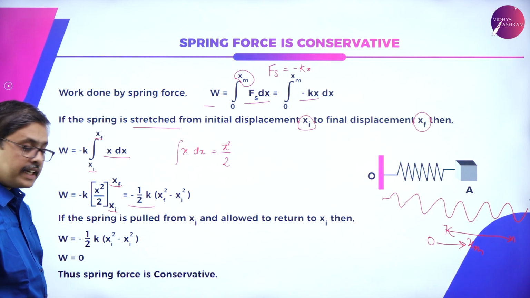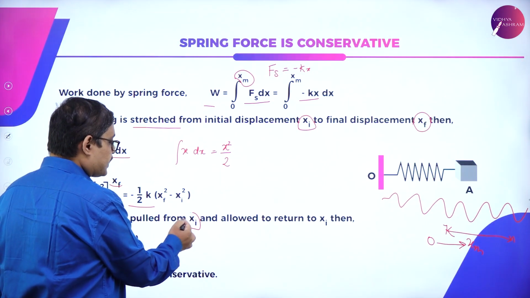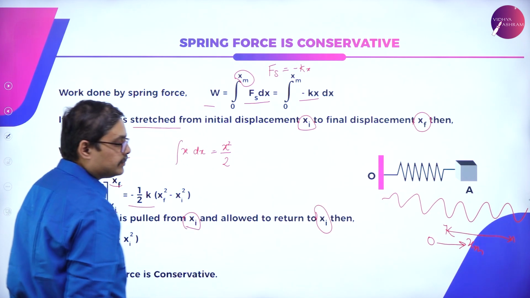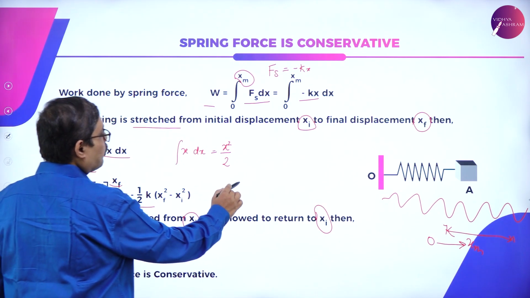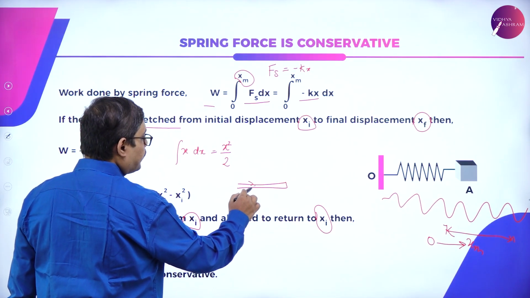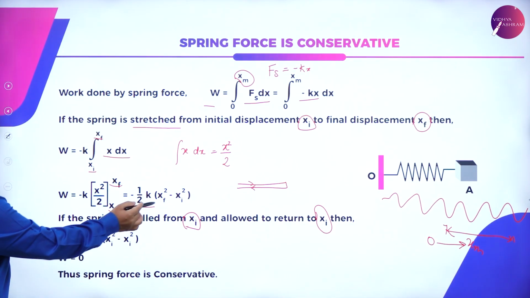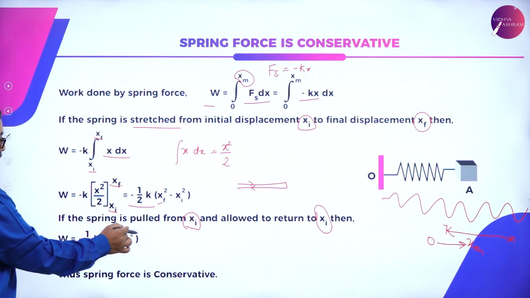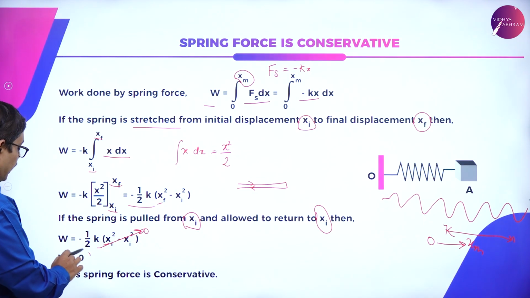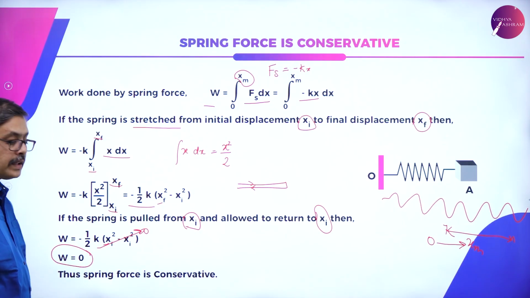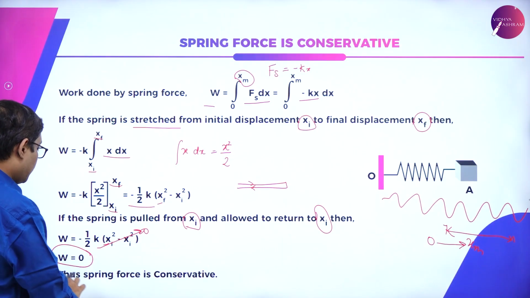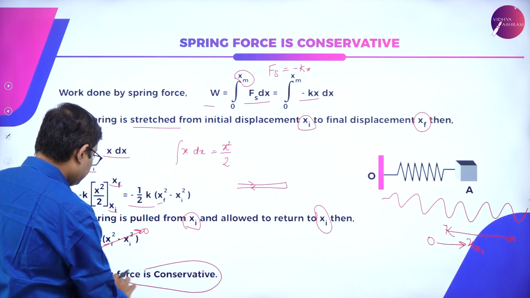If the spring is pulled from position xi and allowed to return back to the same position xi, the spring is pulled from one position to a length and then it is allowed to come back, then what will happen? Replace this xf by xi, this entire term becomes 0, or simply the work done shall be 0, which means that the spring force is conserved, it is not going anywhere else.